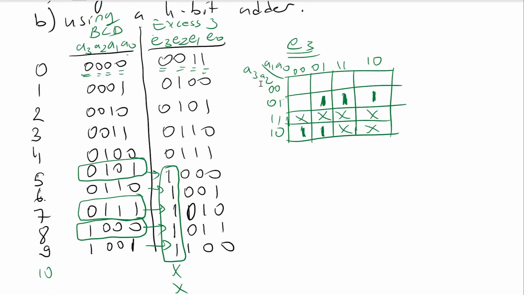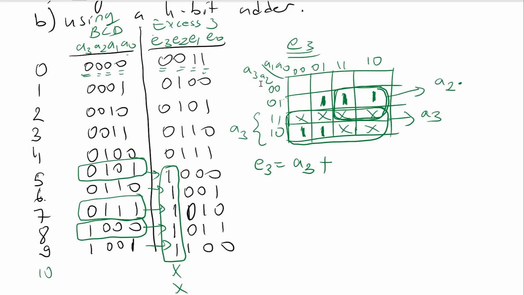Now I need to find the function for E3. So what is E3? I need to cover all these ones. Actually, I can make a group of 8 here. So this is one group, and this is represented by A3, right? So I will say E3 is A3, or then I need to cover this group. I can cover this group. So this group is A2 and A1, right? And then another group is here. So this is another group of 4. So this is A2 and A0. So then the result is A3 + A2A1 + A2A0.